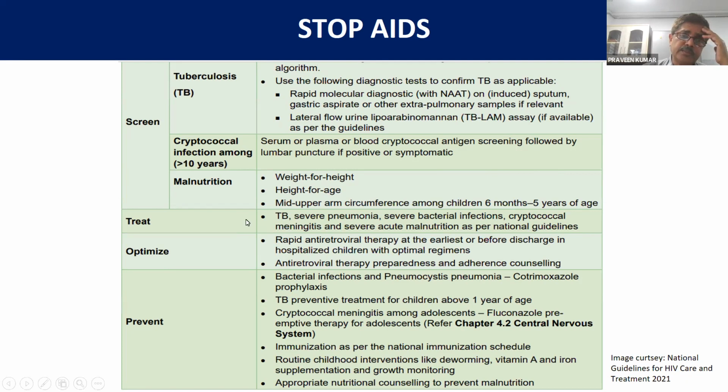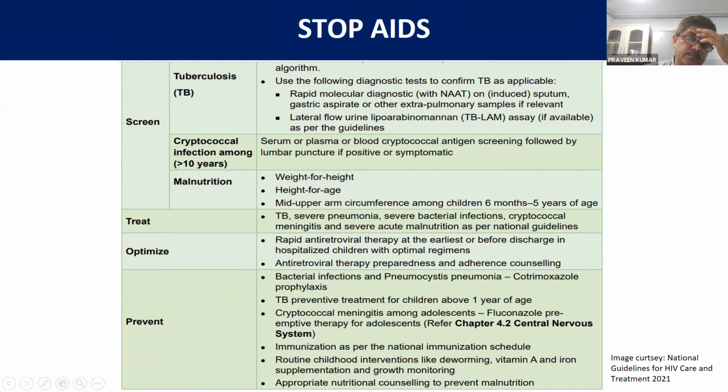Then if we have identified any of them, then we treat, optimize in the form of rapid antiretroviral therapy, I have already mentioned. And then we have to prepare them for these antiretroviral therapy. Prevention is by use of cotrimoxazole, TB preventive for children above 1 year of age. Cryptococcal meningitis, we have to treat with fluconazole in adolescents. Immunization we have to give as per national immunization schedule. And then also deworming, vitamin A and iron supplementation.